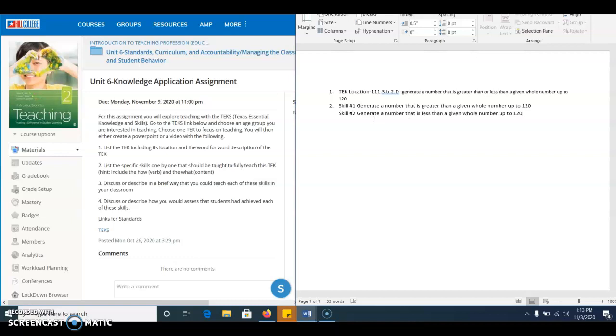So then your third part is going to be discuss and describe in a brief way that you could teach each of these skills. So I would say skill number 1, and I would probably list three ways that I could teach that skill. And then skill number 2, and list 3 ways that I could teach that skill.